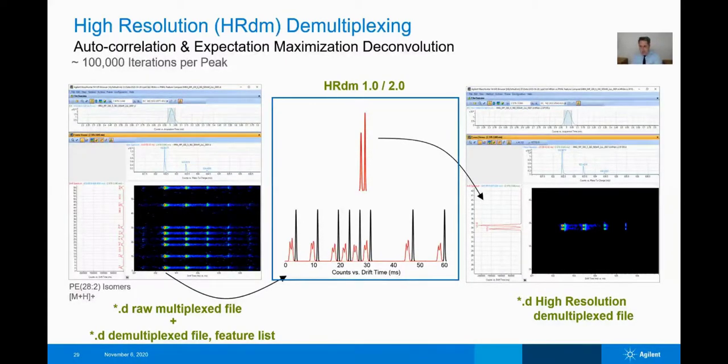And now we're showing the output data file on the right-hand side of this slide. Notice the increased resolving power. Also notice that those peaks are taller. The actual area or ion current has not been lost. And so we actually get higher detectability from that as well.